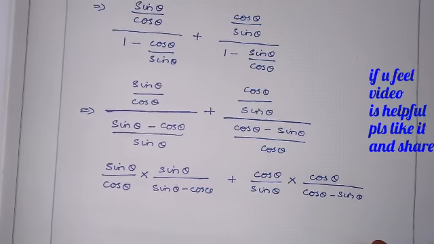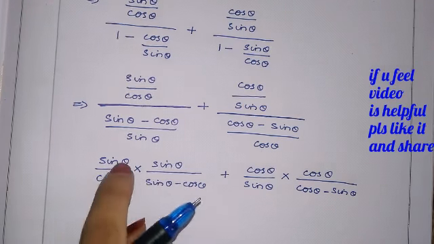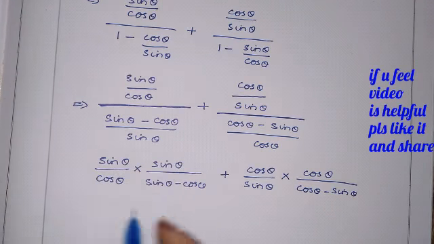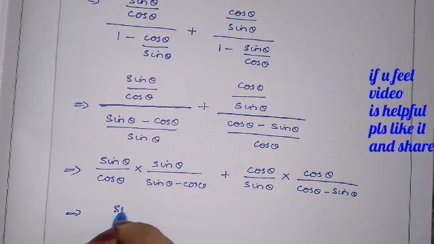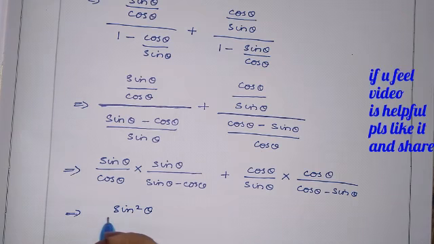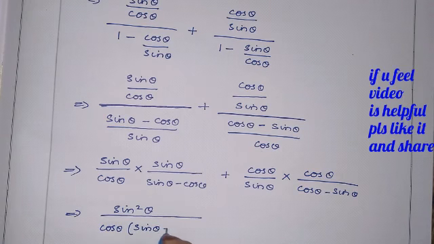Okay. Now in the next step sine theta into sine theta is sine square theta upon cos theta into sine theta minus cos theta.